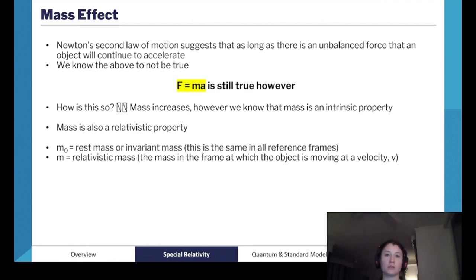Newton's second law of motion suggests that as long as there is an unbalanced force, an object will continue to accelerate. However, we know that the above is not actually always true. How is this so?